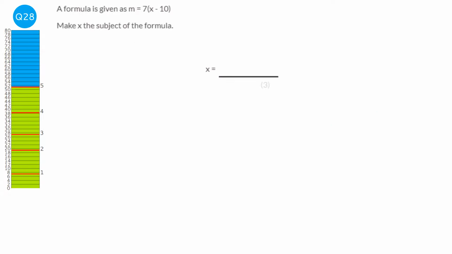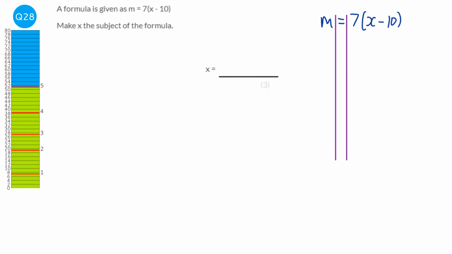So we're going to start just by writing this out. So m equals 7 brackets x minus 10. And we're going to put our solving lines in. I'm going to start by expanding the brackets. And we don't need to. We could divide both sides by 7, but I think this is a bit easier. And we're going to add 70 to both sides. So we're trying to get x as the subject. So we're trying to get x on its own.